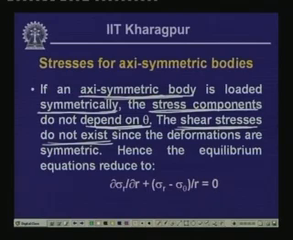If we take the absence of the shearing stresses, then the equilibrium equations reduce to del sigma r by del r plus sigma r minus sigma theta by r is equal to 0, where only the normal stresses exist and shearing stresses are absent.